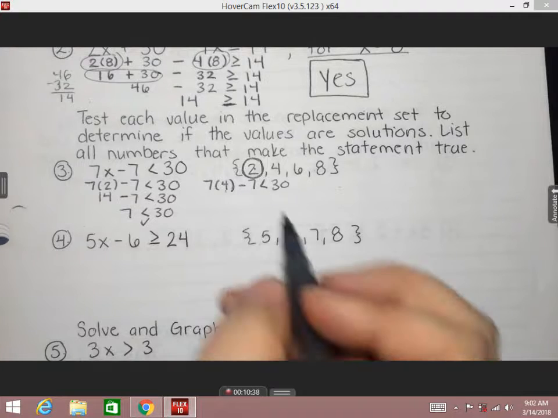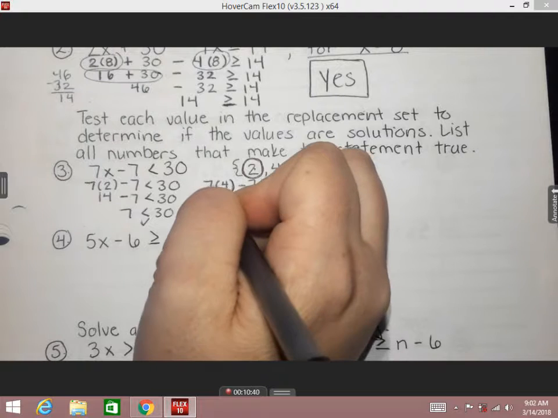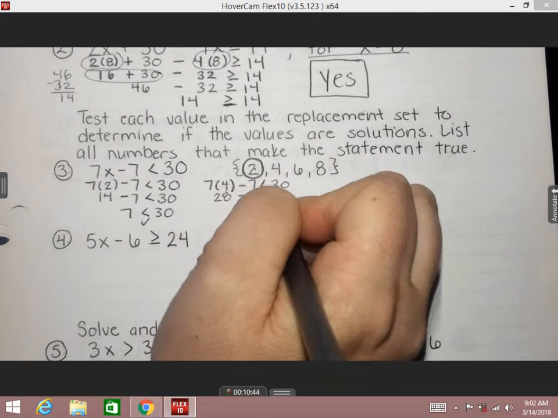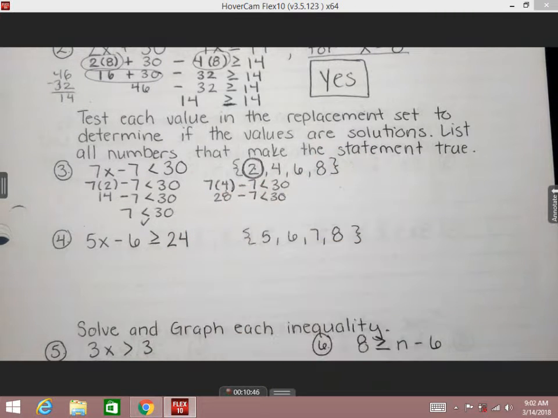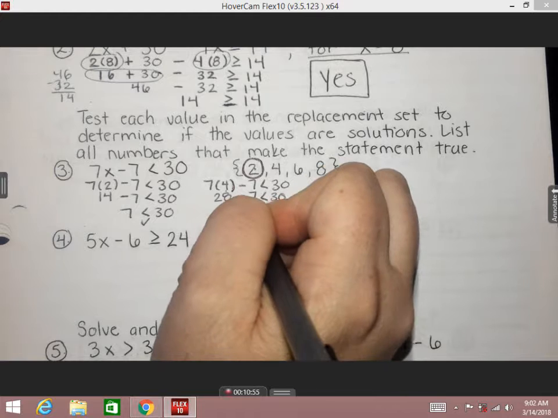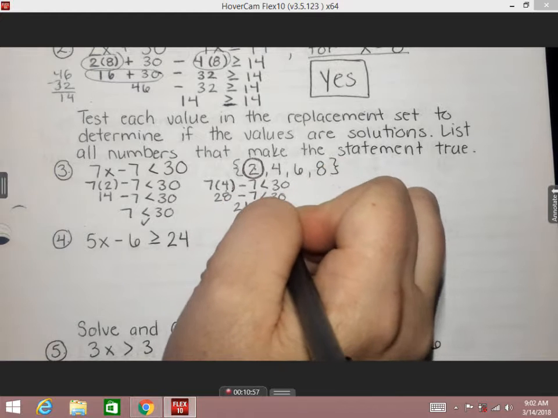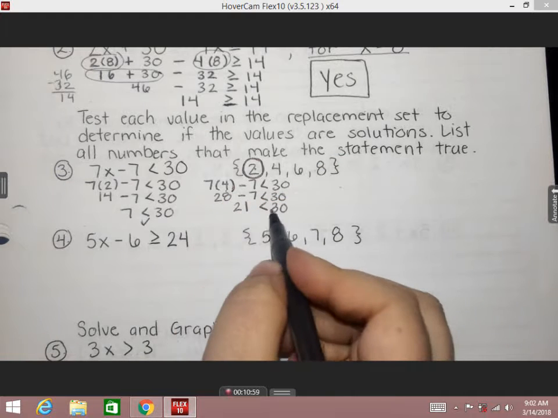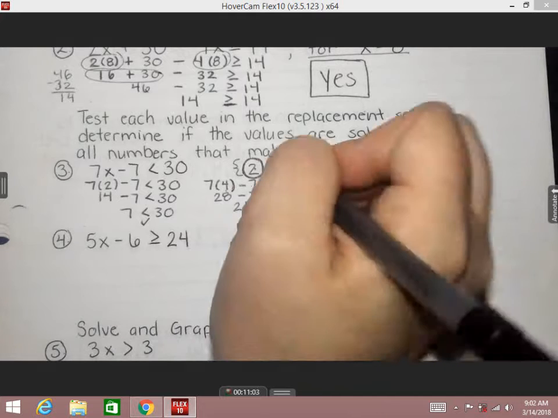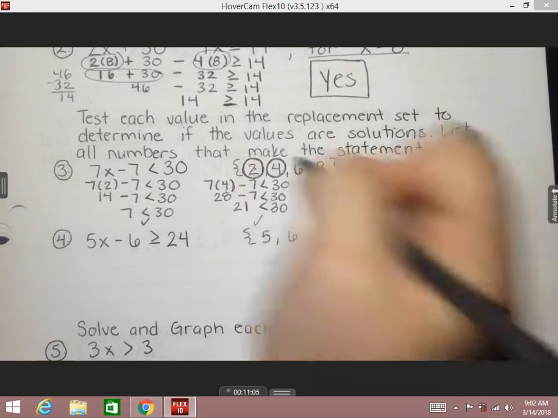We have to multiply 7 times 4. Perfect. 7 times 4, which is? 28. Minus 7 less than 30. Okay, now what? 28 minus 7, which is? 21. And is 21 less than 30? Yes. Is my alligator eating the big number? Yes. So does 4 work? Yep. So let's circle it.